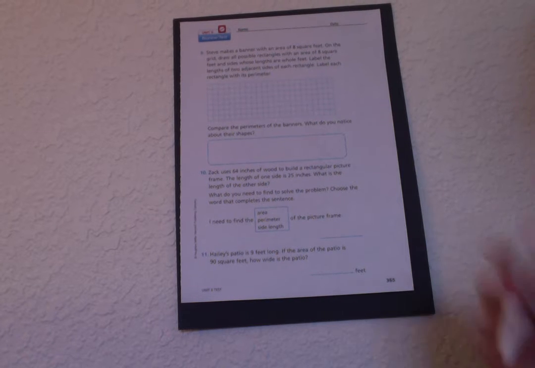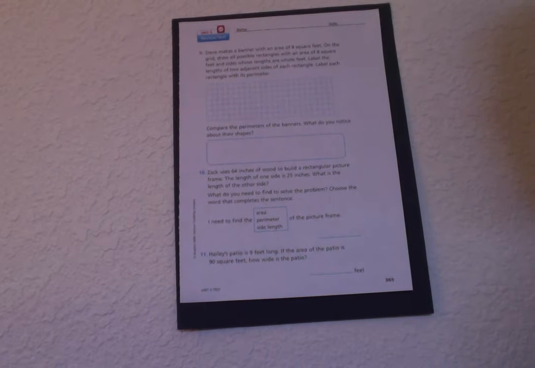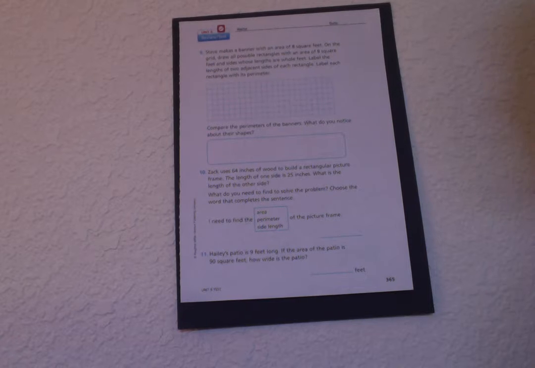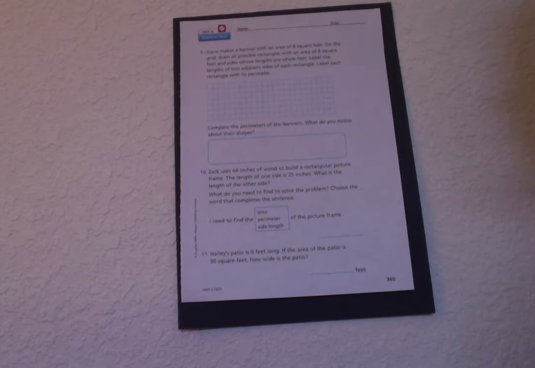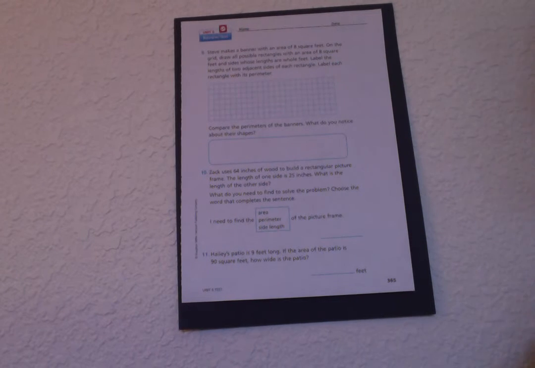Let's start on number 9. Steve makes a banner with an area of 8 square feet. On the grid, we're going to draw all possible rectangles that have an area of 8 square feet and sides whose lengths are whole feet. Label the lengths of 2 adjacent sides of each rectangle and label each rectangle with its perimeter. So let's go through this.